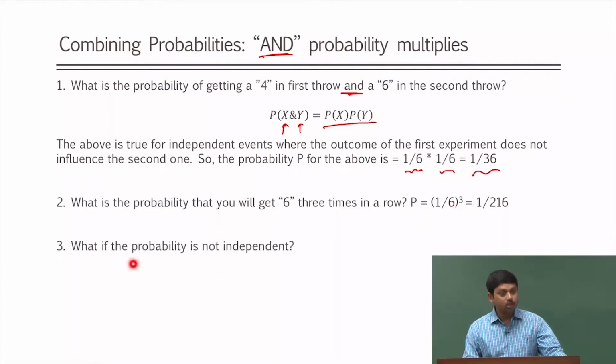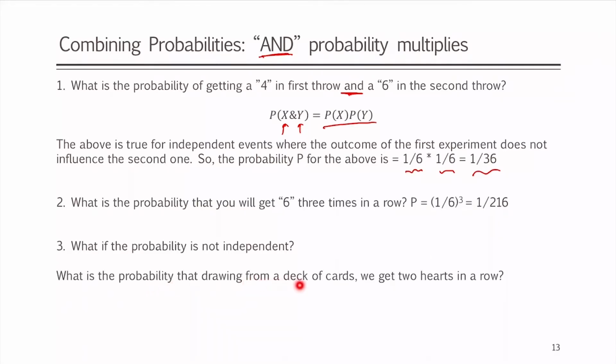What if the probability is not independent? So, if the events are not independent, then the first outcome will affect the second one. However, AND will still multiply. However, it will not be the same value. It will not be 1 by 6 like what you have for the dice throw. We will give an example. What is the probability that drawing from a deck of cards we get 2 hearts in a row? Now, if you know about the cards, there are total 52 cards, out of which there are 13 hearts.